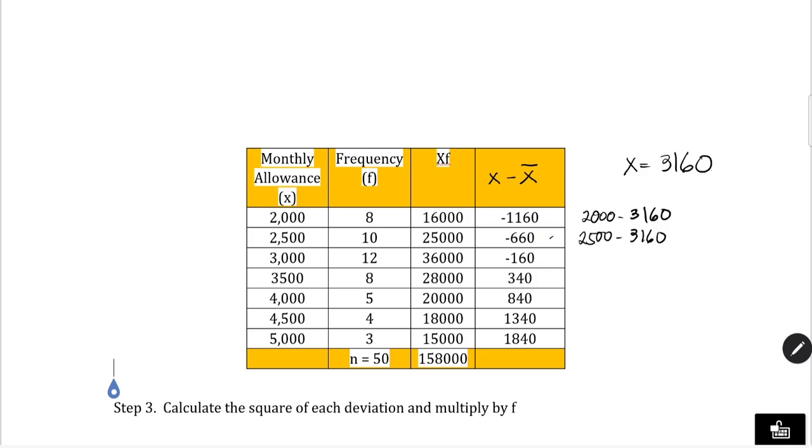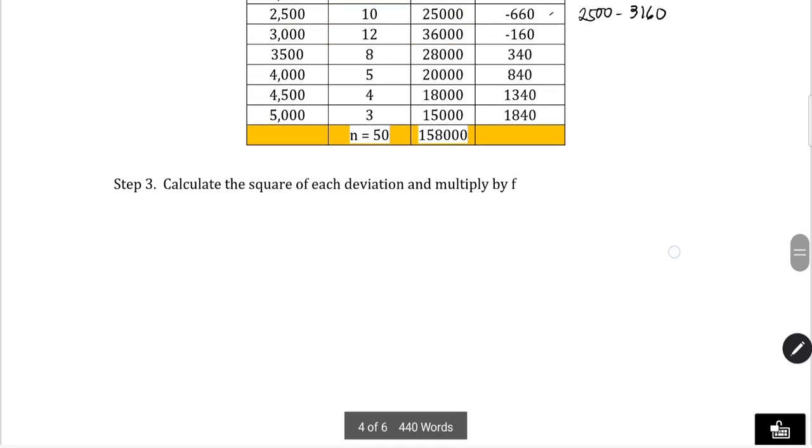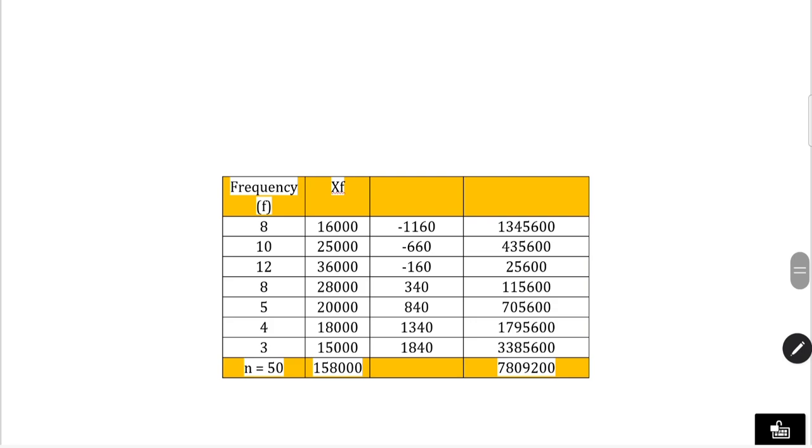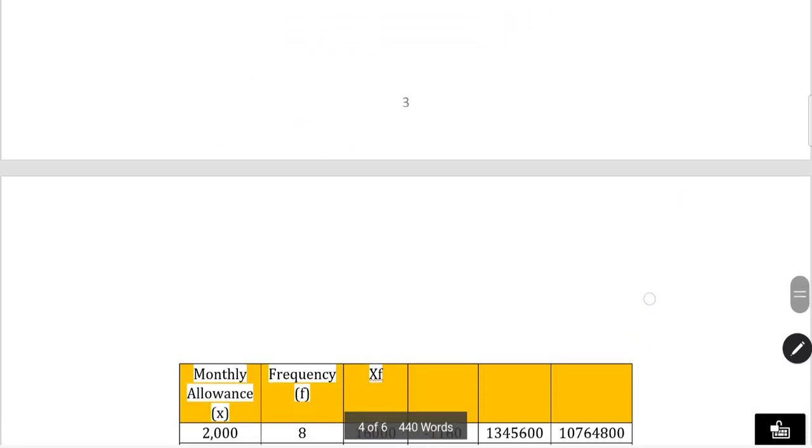Okay, so the next step would be to square these deviations from the mean. So you have here now, again, this is x minus bar x, and this is now the square of the deviations from the mean. So here, this would be negative 1,160 squared. Okay, next would be negative 660 squared, and so on. So we get here the sum of these numbers, which we do not need just yet.